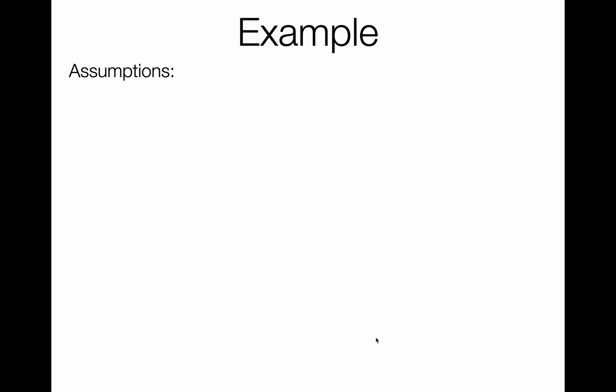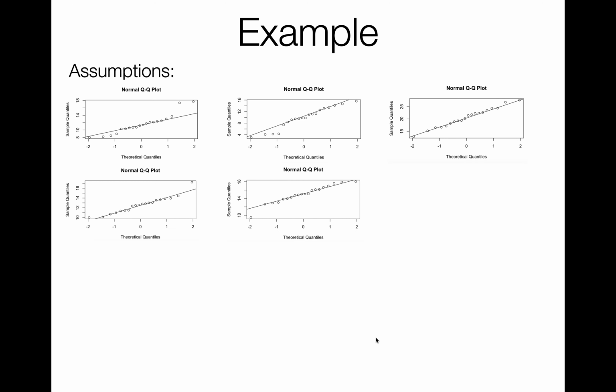The assumptions of the test, we have 3 of them, really 4 of them, but we're going to check 3 of them: normality, equal variance, and randomness. The samples come from some type of randomization. So here are the 5 QQ plots, 1 for each of the samples.